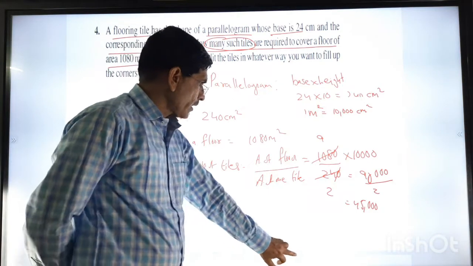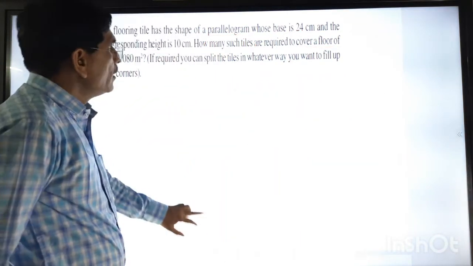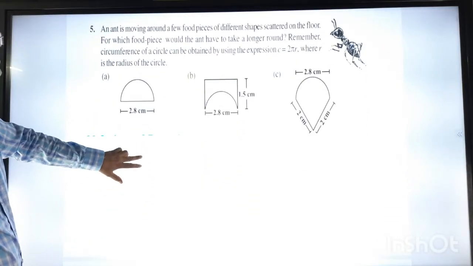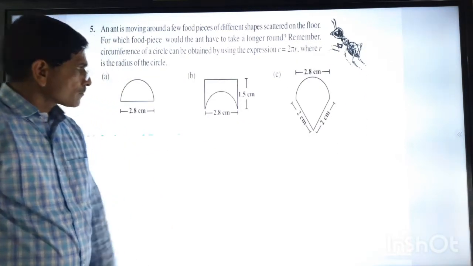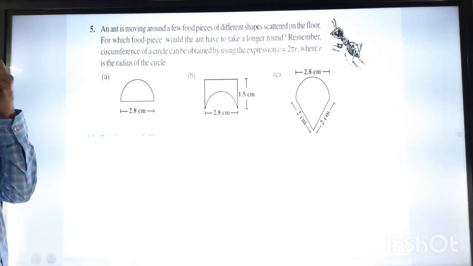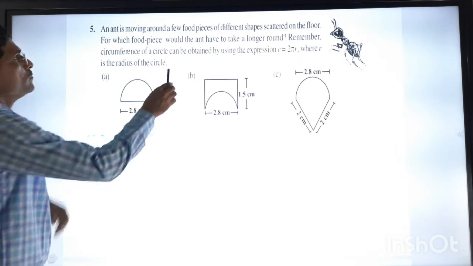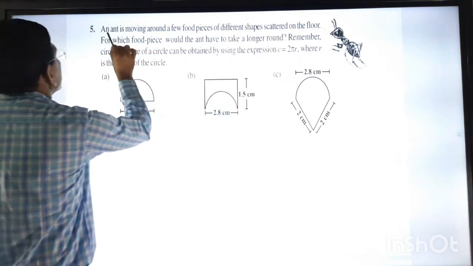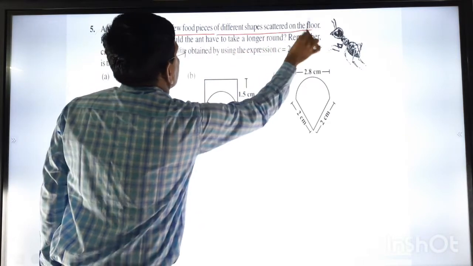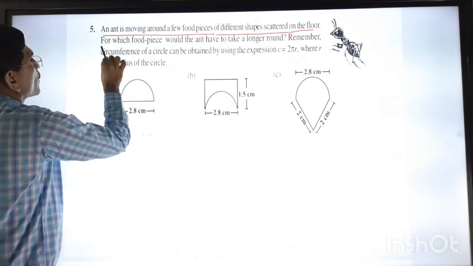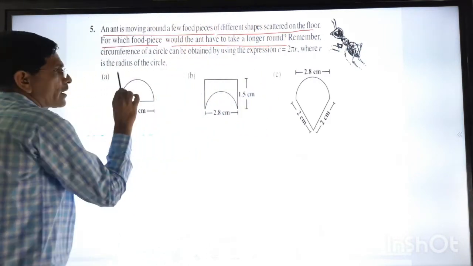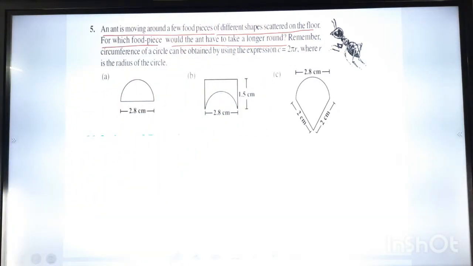Can we go for one more sum now? Out of 3, I have to do any one; the others you have to do yourself. Now, what is the question? An ant is moving around a few footpaths of different shapes scattered on the floor. For which footpath would the ant have to take a longer round?